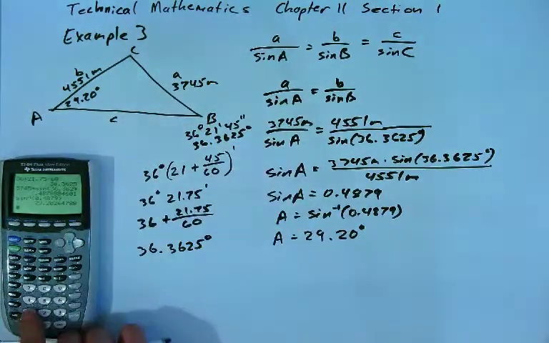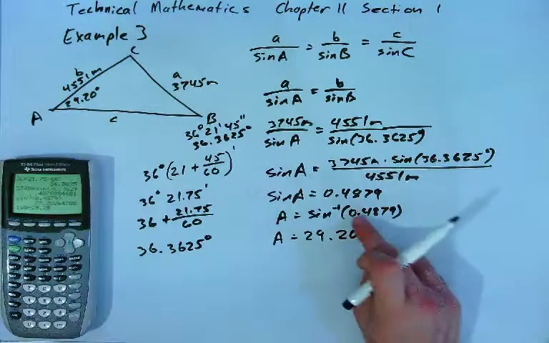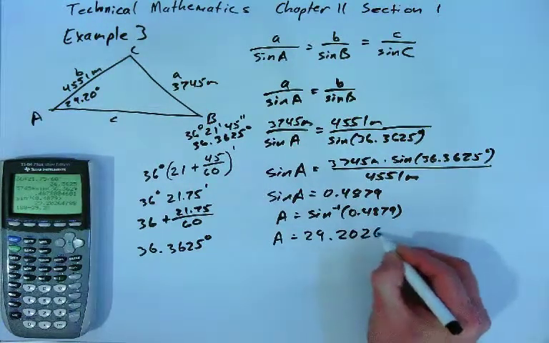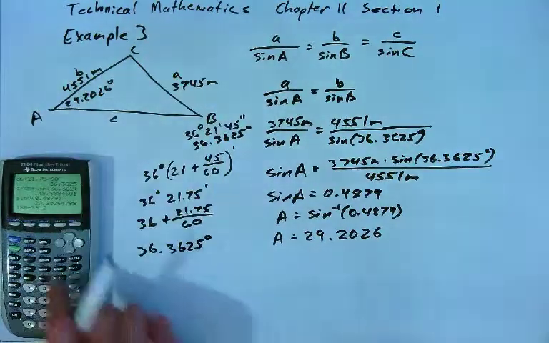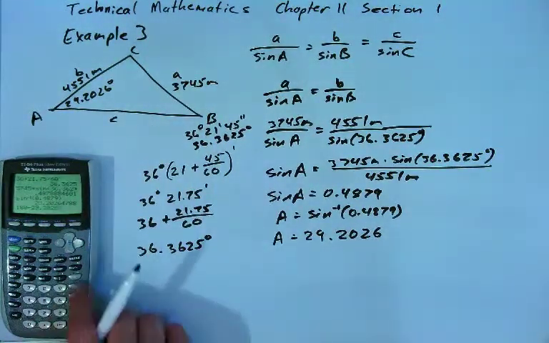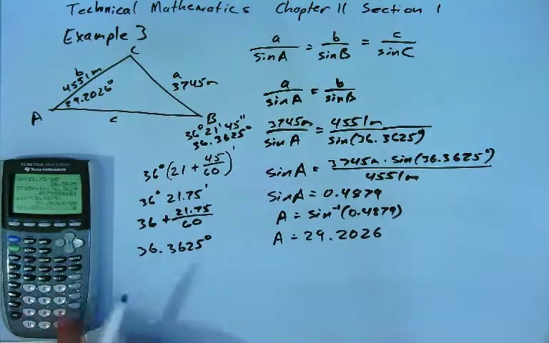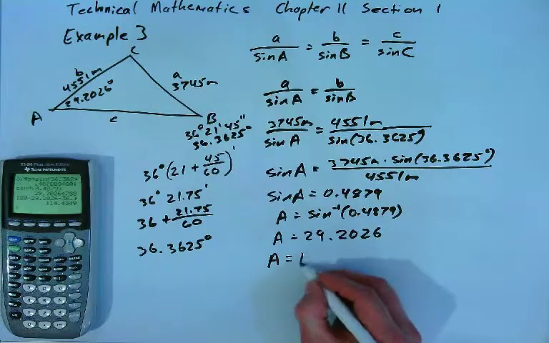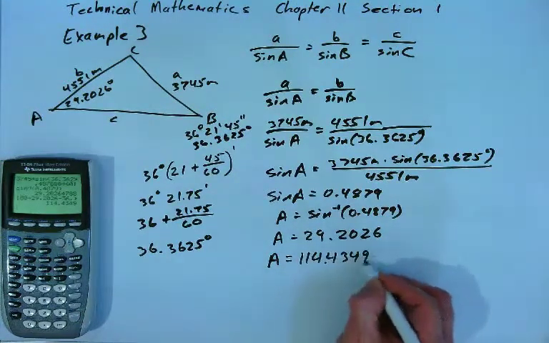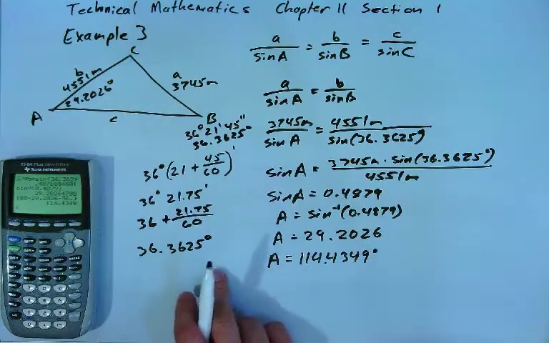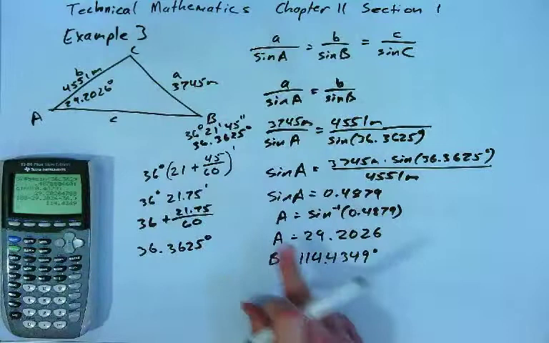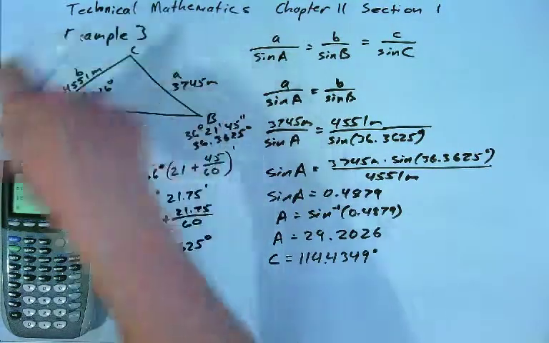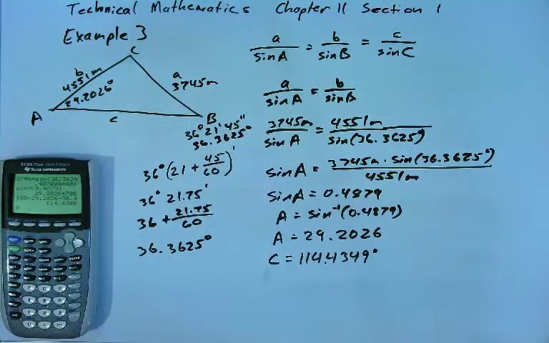We know that they all three must add up to 180 degrees. So 180 minus 29.2. And maybe I should go ahead and write this as 29.2026. Since this angle is out to 4 decimal places, I should probably keep this one to 4 as well. So 180 minus 29.2026 minus 36.3625. And we get angle A is equal to 114.4349 degrees. I'm sorry, not angle A, angle B. No, I'm sorry. How about angle C? Angle C will be 180 minus 29.2026 minus 36.3625.